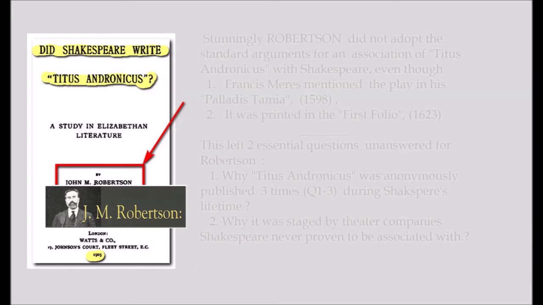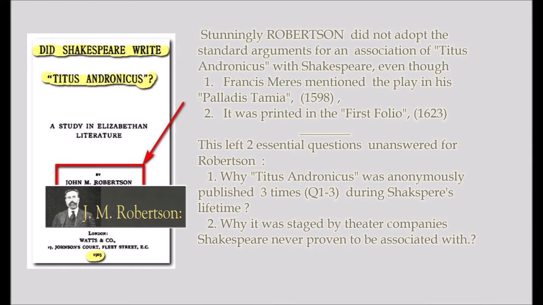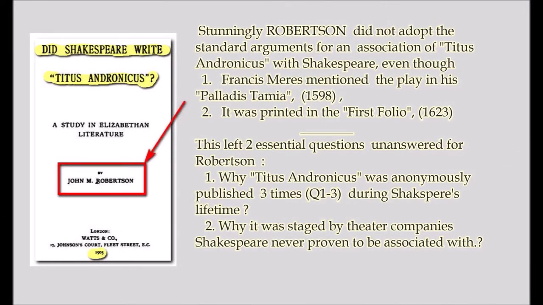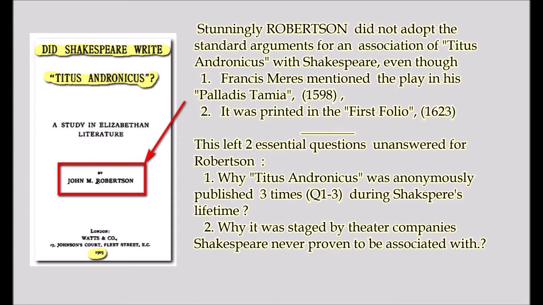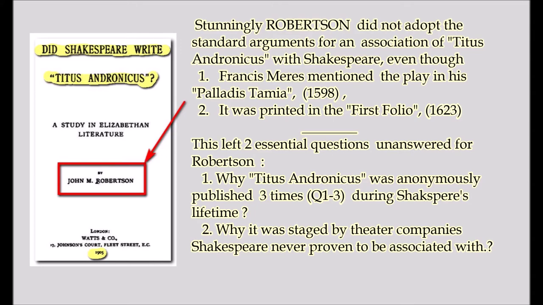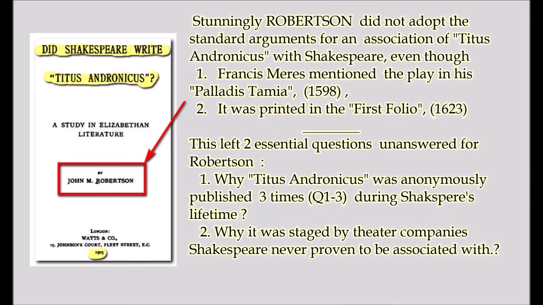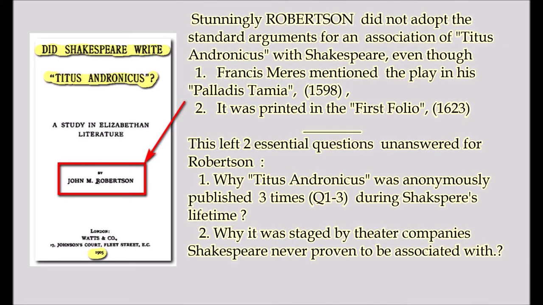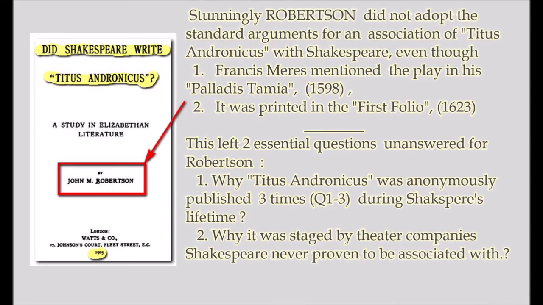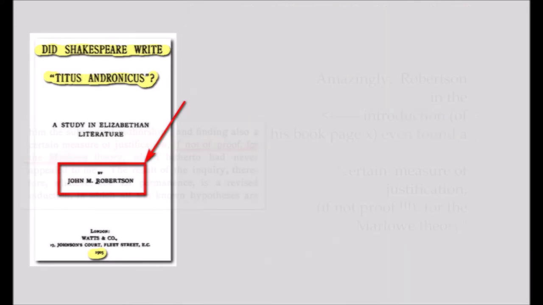Stunningly, Robertson did not adopt the standard arguments for an association of Titus Andronicus with Shakespeare, since, first, Francis Meres mentioned the play in his Palladis Tamia, and second, it was printed in the First Folio. This left two essential questions unanswered: first, why Titus Andronicus was anonymously published three times during Shakespeare's lifetime, and second, why it was originally staged by theatre companies Shakespeare was never proven to be associated with.